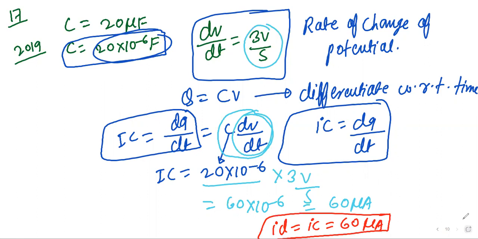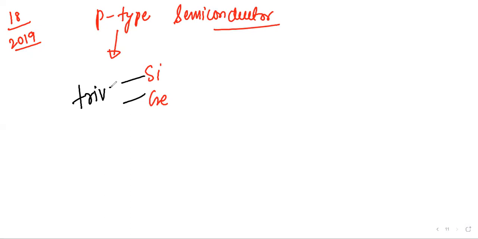Now see the next sum. Look at question number 18. 18 is asked in NEET 2019. So for P-type semiconductor, which of the statements is correct? So it is talking about P-type semiconductor. So let's see. P-type semiconductor, intrinsic semiconductor is doped with trivalent impurities, right? In the previous question, I have explained it, right? Like silicon and germanium, it is doped with trivalent atoms.